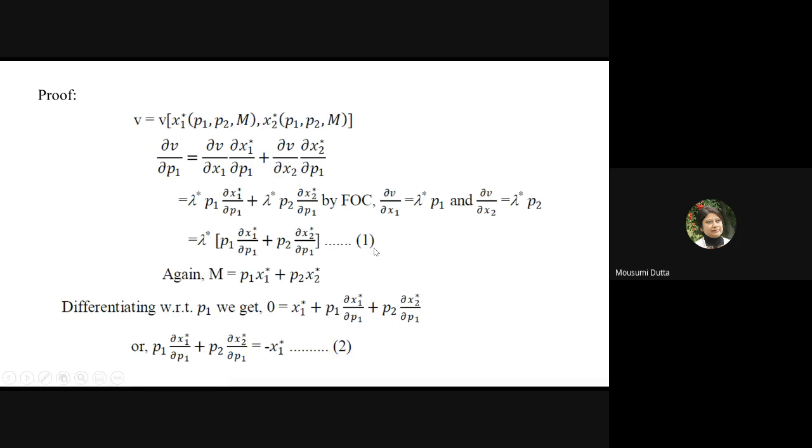So we have to follow the same style. Find out del V by del P2. Then consider the constraint and take the derivative with respect to P2. These are very similar. If you understand the first one, you will understand all the varieties. First we consider the indirect objective function and take the derivative with respect to the proper parameter. Then we consider the constraint and take the derivative with respect to that parameter only. Then we need to substitute equation number 2 in equation number 1.